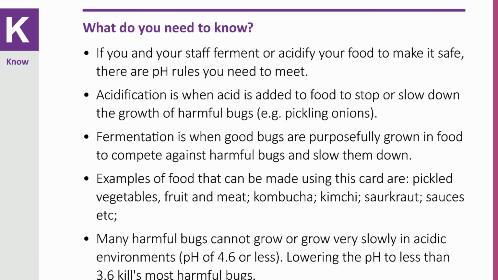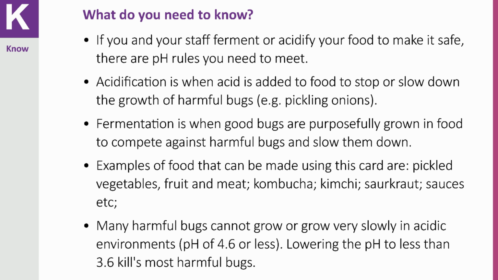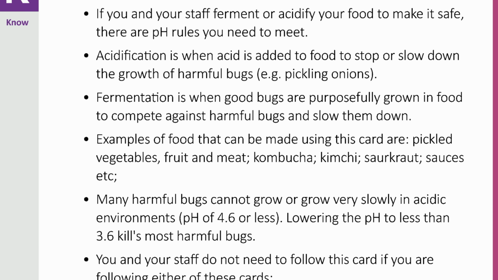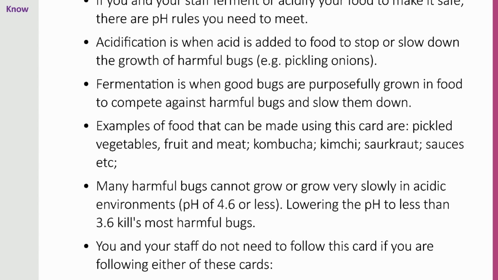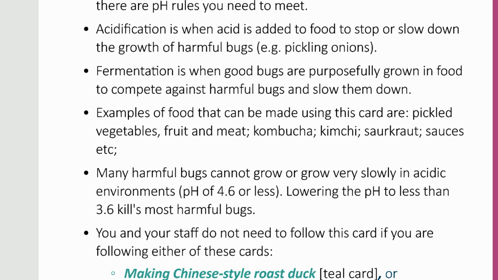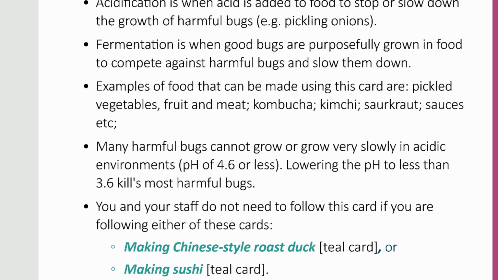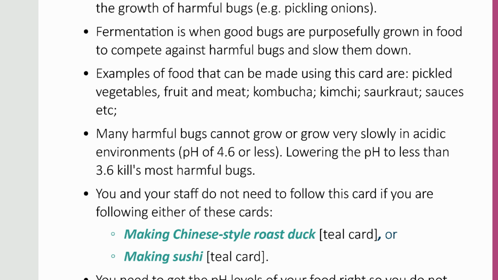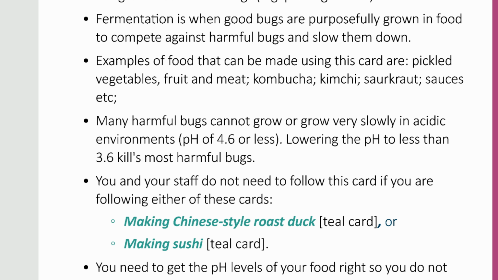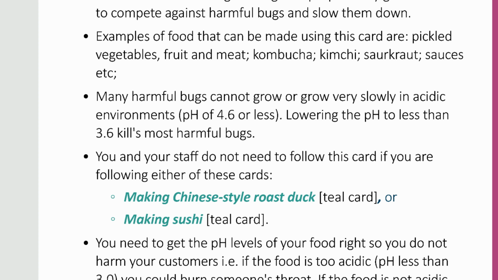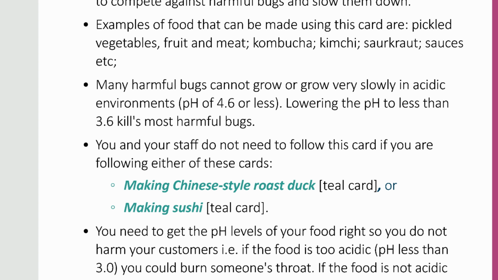Many harmful bugs cannot grow or grow very slowly in acidic environments, pH of 4.6 or less. Lowering the pH to less than 3.6 kills most harmful bugs. You and your staff do not need to follow this card if you are following either of these cards: Making Chinese-style roast duck card or making sushi card.